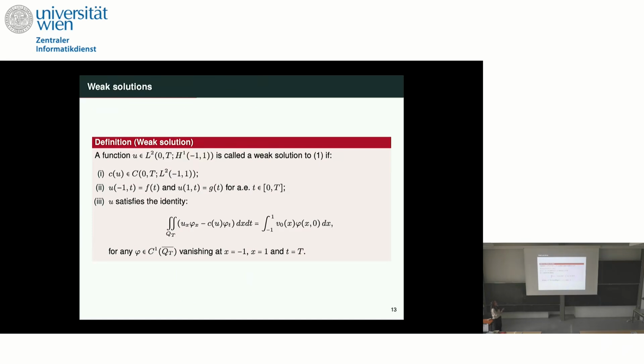Okay, so first, the definition of weak solution that was introduced by Van Duyn and Peletier. So this is an L2H1 function, okay? The saturation C of U is continuous in time with values in L2. The boundary data is attained for almost every time, okay? And then U satisfies this identity. So this is the typical identity where you multiply the equation by a test function and then integrate by parts in space and time, okay? So the spaces here arise naturally from making sense of this. Okay, so this is the notion of weak solution.